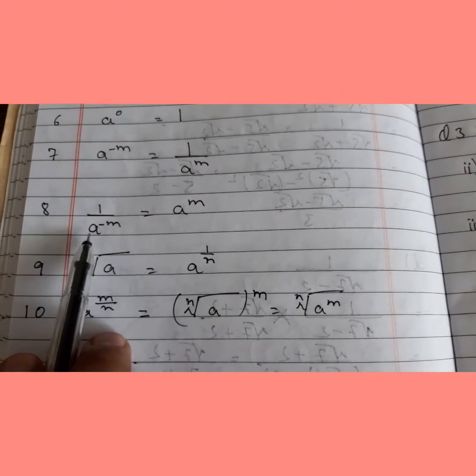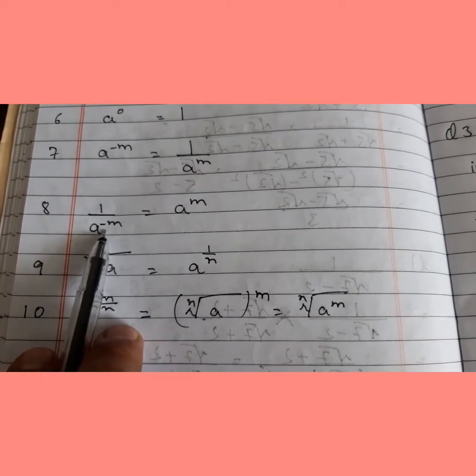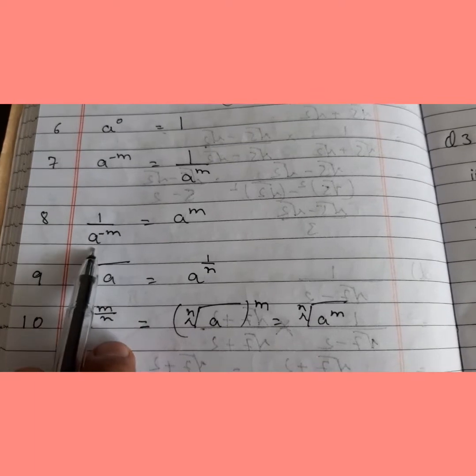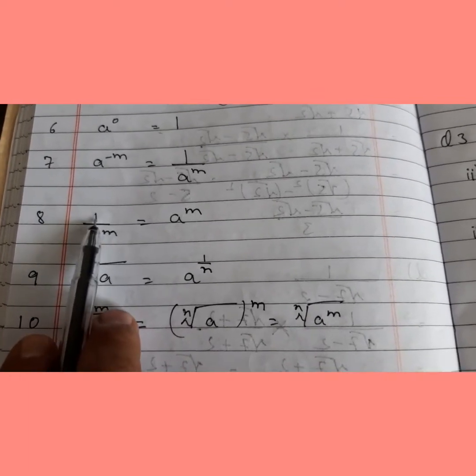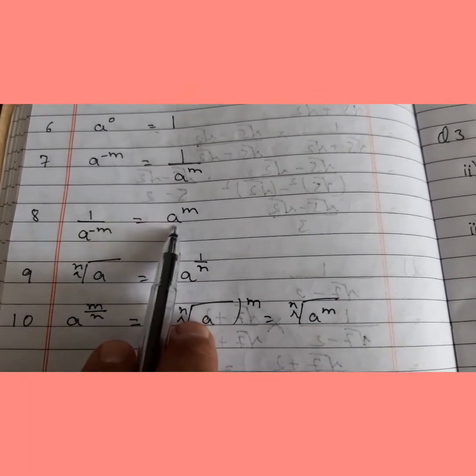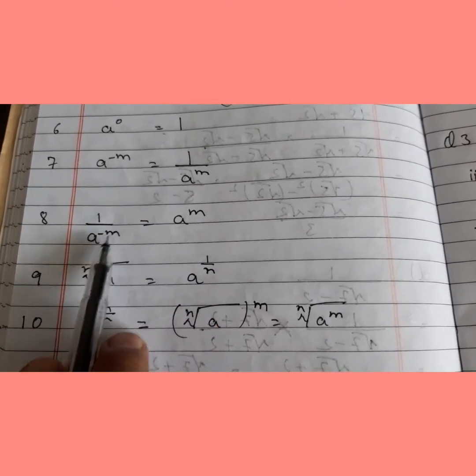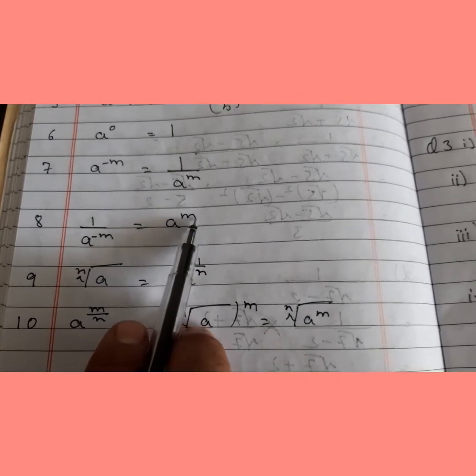But if the denominator is having its power in minus, then again we have to reciprocate, or we have to write as reciprocal. So the reciprocal of 1 upon a will become a, and power will change into positive. So 1 upon a raised to power minus m equals to a raised to power m.